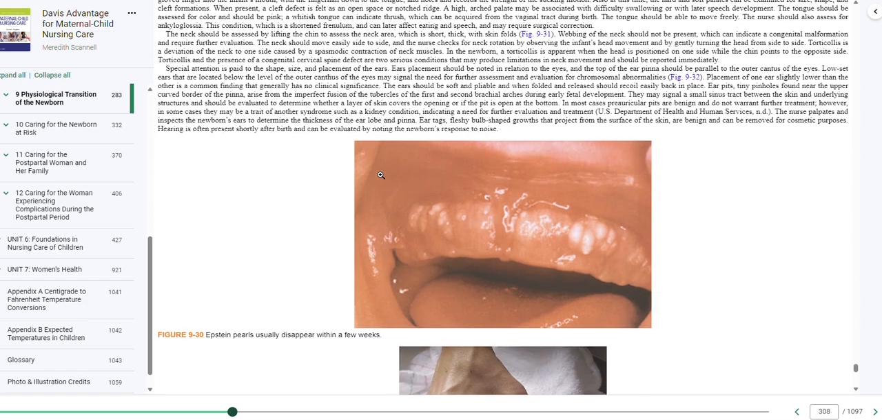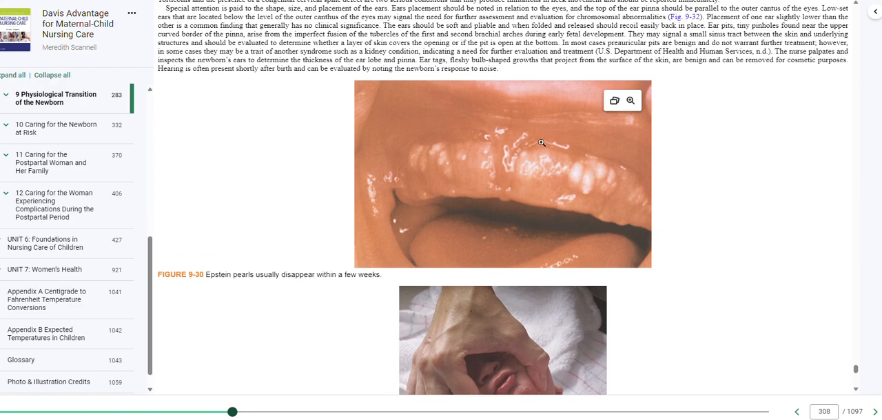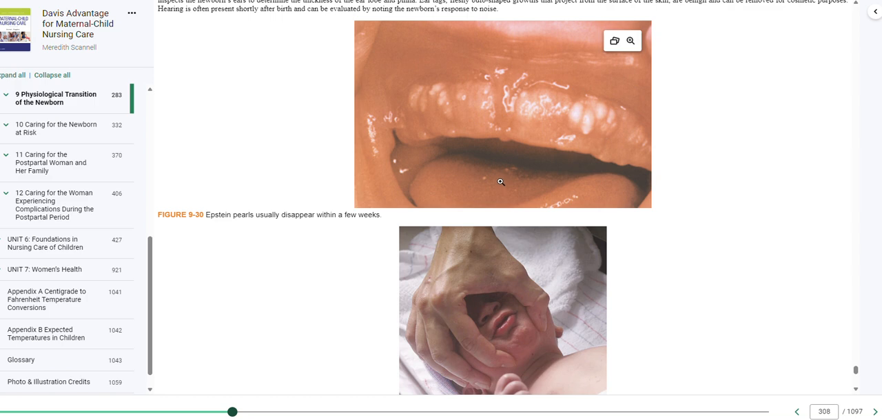So assess the palate. We talked about this, to assess the palate. Epstein pearls are right here. That's just the little parts of the gum that disappear, but no big deal. But when you're assessing the lip, of course, you can see a cleft lip, right? But you can't always see a cleft palate. So you need to be sticking a gloved finger in that baby's mouth to assess for a cleft palate.